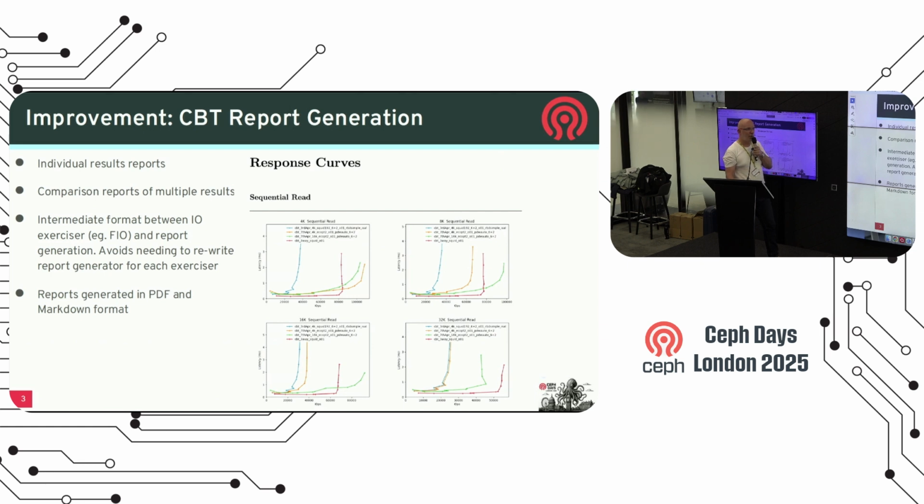Another improvement that we've made is generating an intermediate format that converts the IO exerciser output to the actual report generation.